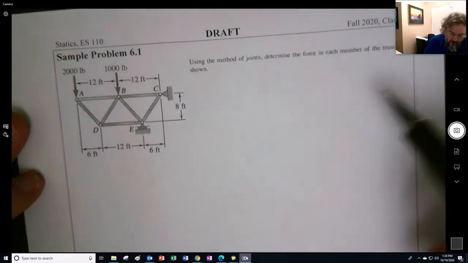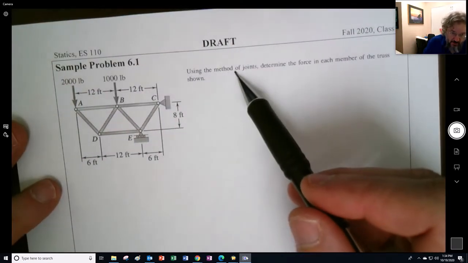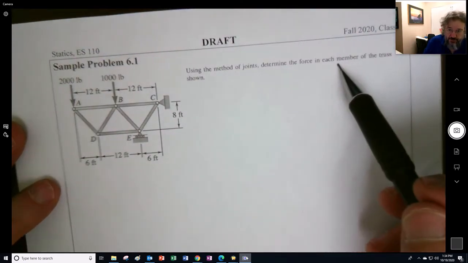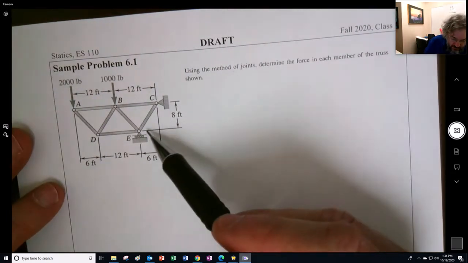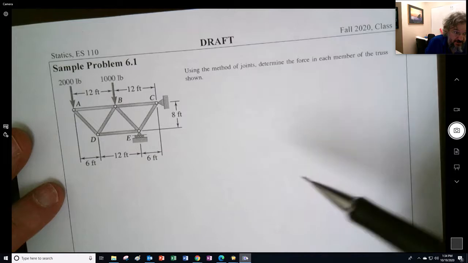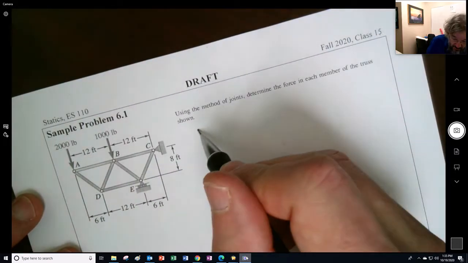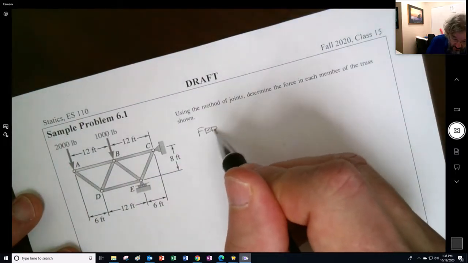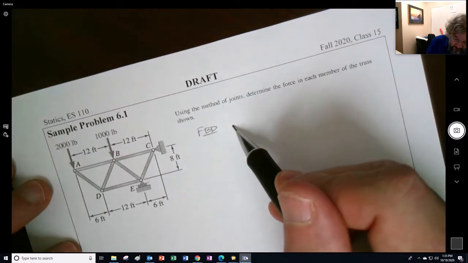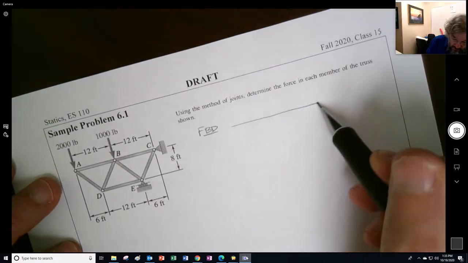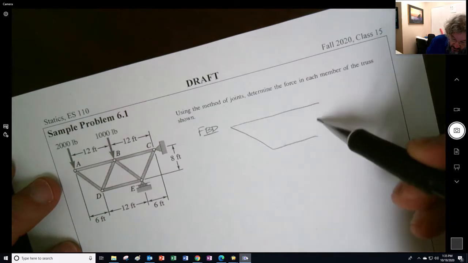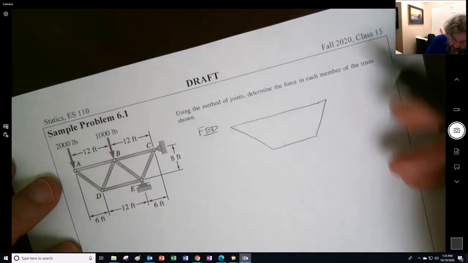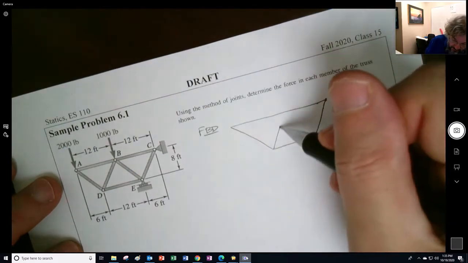Okay, so what we're going to do is use the method of joints and determine the forces in each member of the truss shown. So what we want to do first is figure out what the reactions at E and C are going to be. So we need to do the FBD of the entire truss. I know that I need to conserve paper here, so I'm going to make this efficient, but not too small.